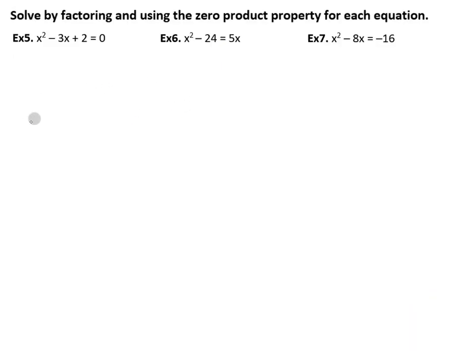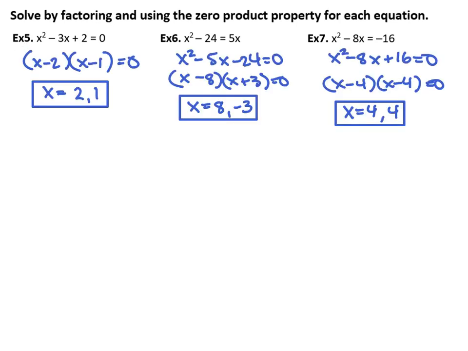Okay, here are a few more examples for you to try. This would be a good time to pause the video, try some of these out, and when you unpause, all of the answers will be here. So pause the video now. All right, here are your three answers. 2 and 1 for example 5, 8 and negative 3 for example 6, positive 4 twice for example 7.